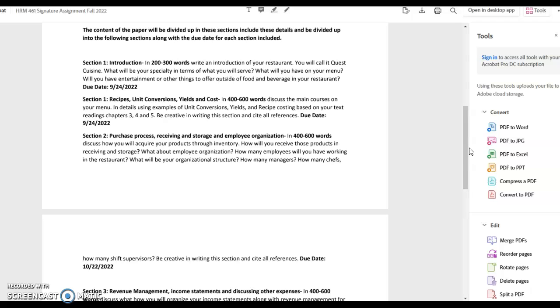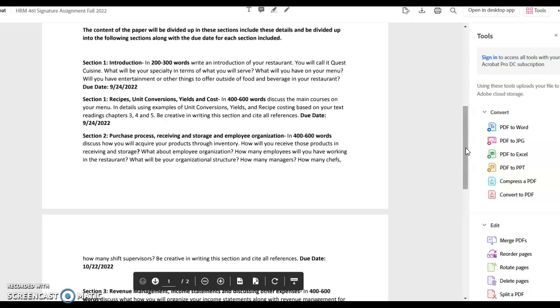And we're going to talk about employee organization. Your employee organization will be your employee organizational structure. How many employees are you going to have working within the restaurant? How many managers? How many chefs? How many shift supervisors? Will you have a main restaurant manager that will run the establishment? This is what you're going to be writing on in section 2 of your final paper.